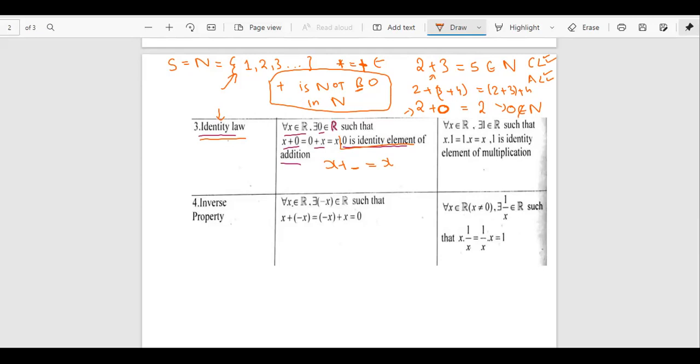If our set, in this case, is natural numbers, 0 does not belong to natural numbers. So this certainly means that we cannot have identity law. Identity law is not being satisfied here. So this means that this is not a binary operation.